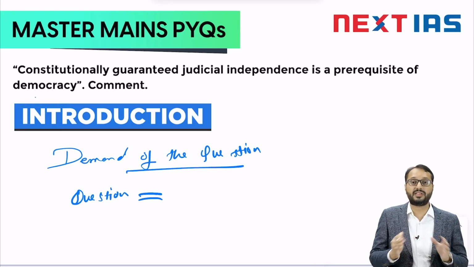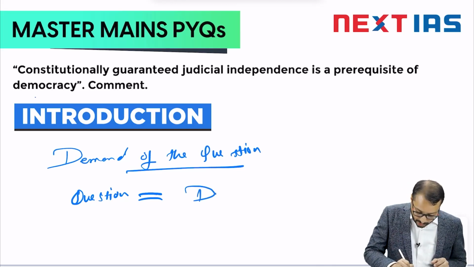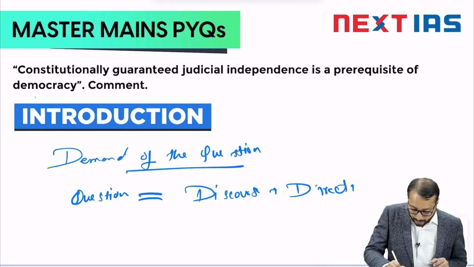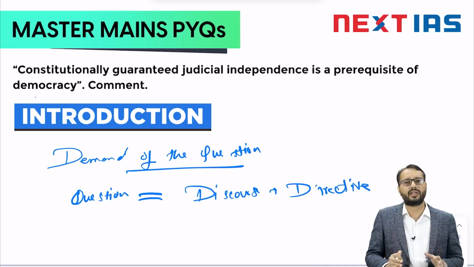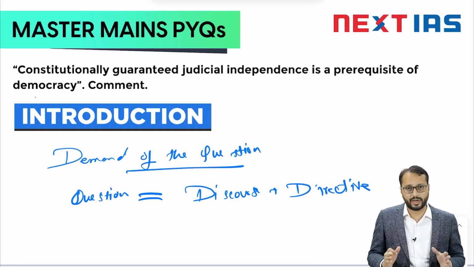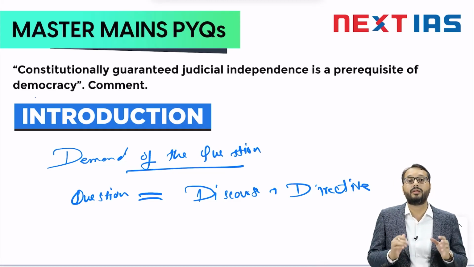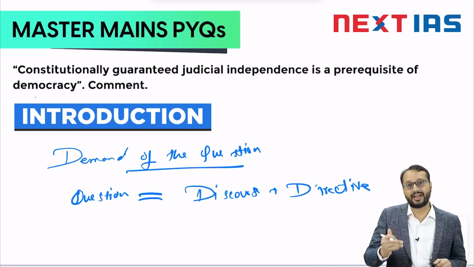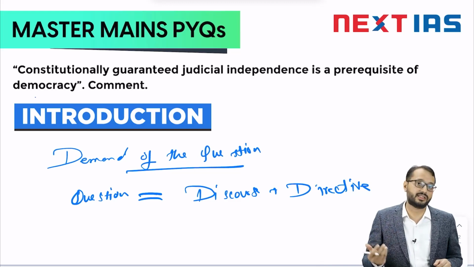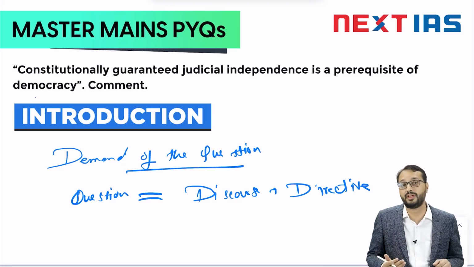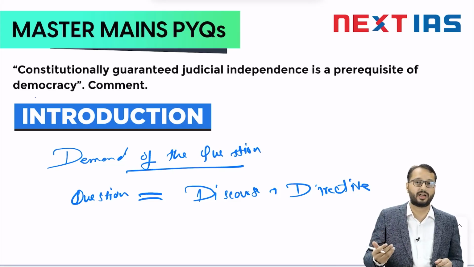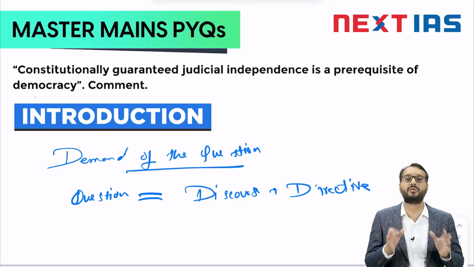basically has two components. One is the discourse, and then there is a directive, right? The discourse can be just a statement, it can be a context provided, it can be a context followed by a question, right? The context is a discourse. And the directive can be simple directive words like discuss, comment, for example, here we have comment, examine, etc. Or they can be opinionated directives like do you think, how far do you think, etc. So essentially a question has two components, discourse and the directive.